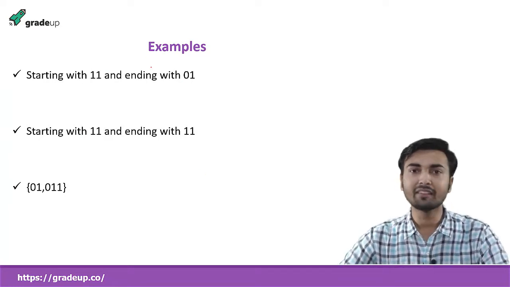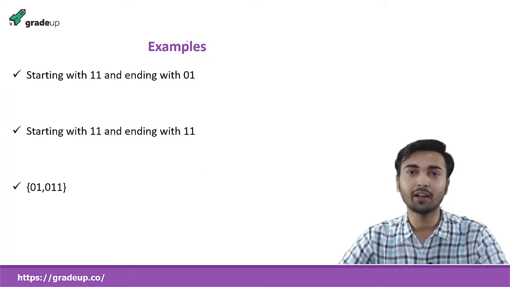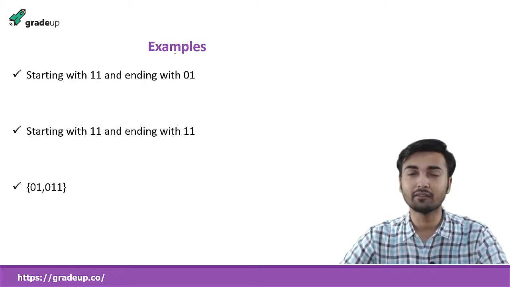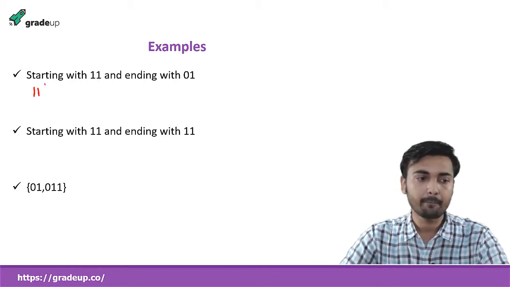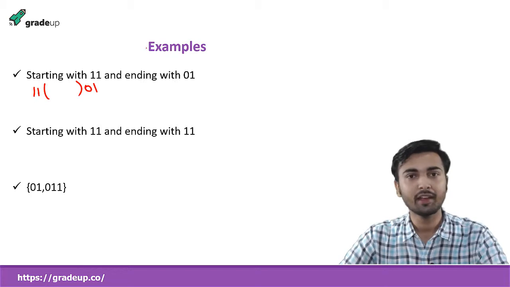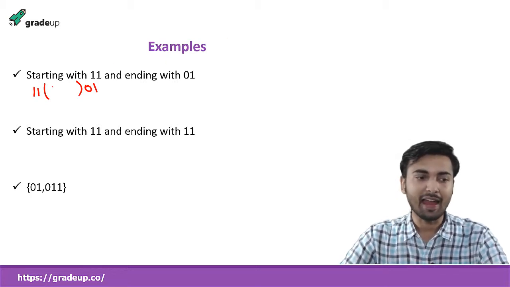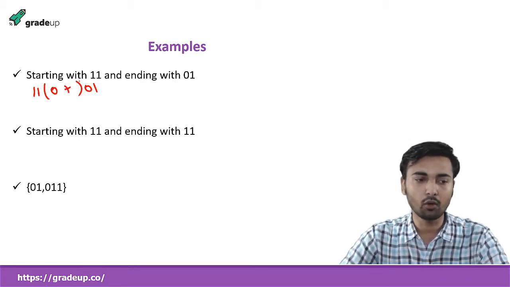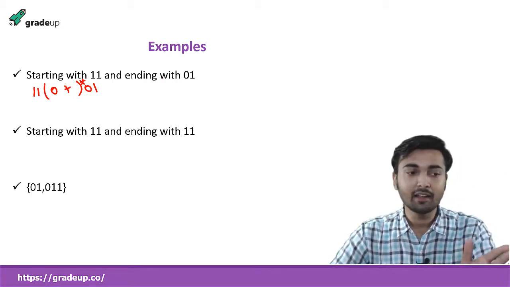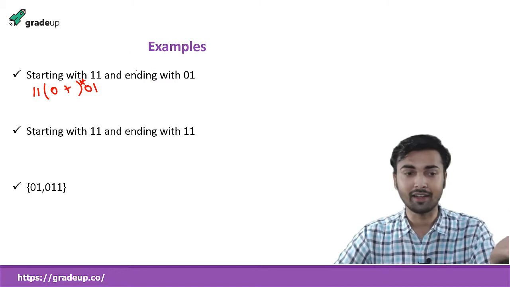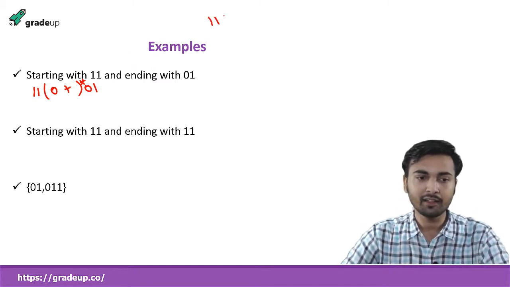Now, starting with 1 1, ending with 0 1. Can you try it yourself? Starting with 1 1, ending with 0 1. Try it yourself now. 1 1 and 0 1, and anything can come in between. So 0 plus 1 whole star. Anything can come. But check whether any string is left out. Suppose the minimum string is 1 1 0 1.